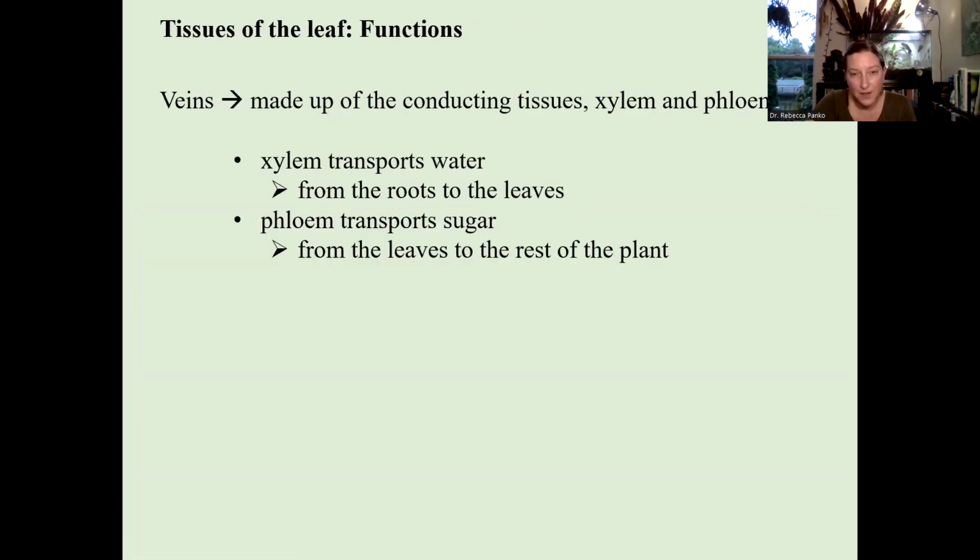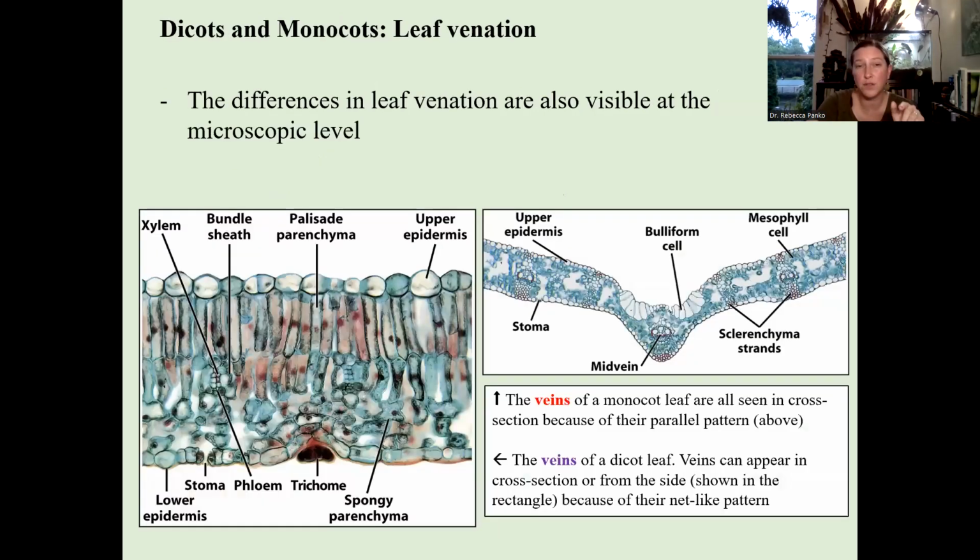Remember when I said that monocot plants have leaves with veins that are parallel to each other, and that dicots have veins that are not parallel? They are net-like, or reticulate. You can see that with your naked eye, but you can also see that under the microscope.